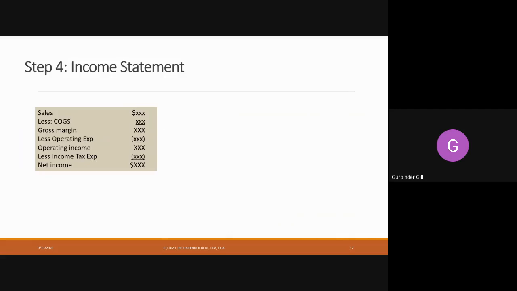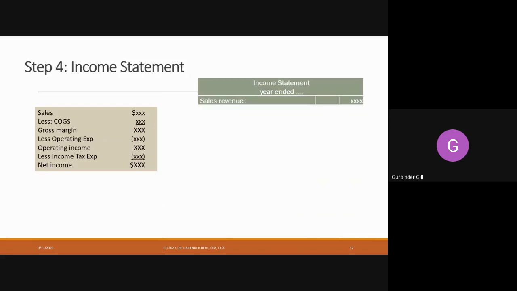And finally, we will prepare our income statement. So your income statement on a basic level is your sales minus your cost of goods sold gives us our gross margin. Out of the gross margin, if we deduct our operating expenses, then we are looking at operating income. And out of that operating income, if we deduct our income tax expense, then we will have resulting net income. The detailed schedule of your income statement looks like this: name of the business, name of the financial statement, which is income statement here, and for the period ending.